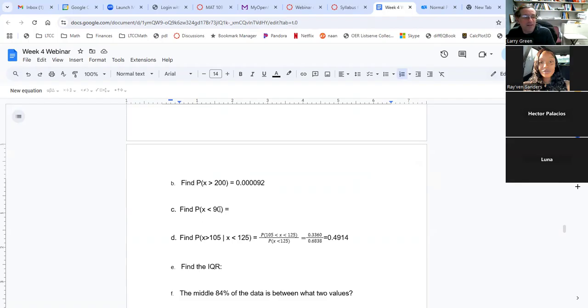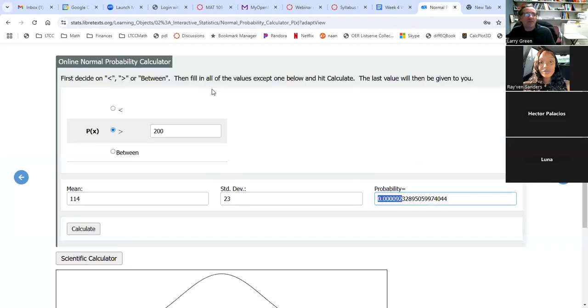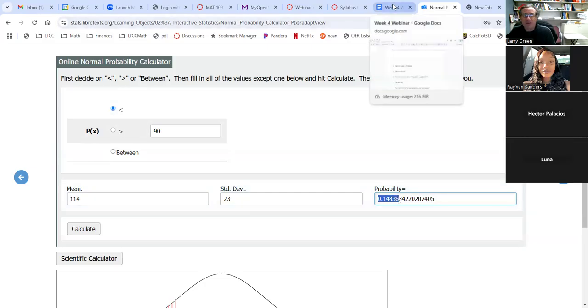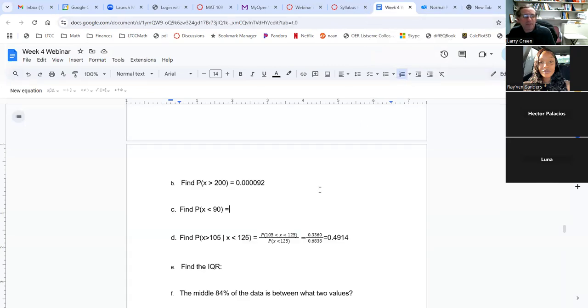Similarly, the probability that X is less than 90. So now we hit the less than sign. And then 90. And empty the probability. And I calculate. About 0.14836, and more that you usually don't need. Any questions on that?